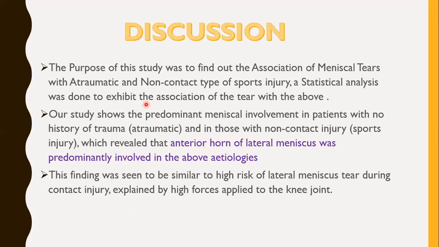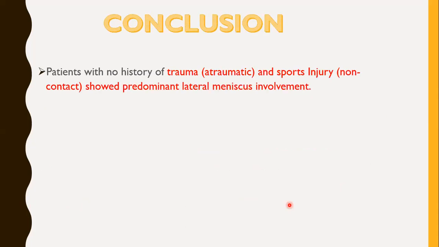Discussion: the purpose of the study was to find the association of meniscal tears with atraumatic and non-contact type of sports injury. A statistical analysis was done to exhibit the association of the tear with the above. Our study shows the predominant meniscal involvement in patients with atraumatic and those with non-contact type of injury, which revealed that the anterior horn of the lateral meniscus was predominantly involved in the above etiologies. This finding was seen to be similar to the high risk of lateral meniscus tear during contact injury, explained by high forces applied to the knee joint.